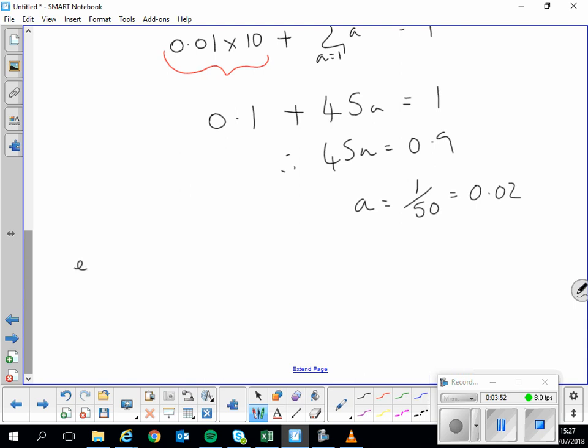Part E, the probability that F is equal to 5 under this model. So the probability that F is equal to 5 is 0.01 plus 4/50ths. Now we know A is a 50th. Looking at the model, it's 4 lots of A. So that comes to 0.07. So, beg your pardon, 0.09.